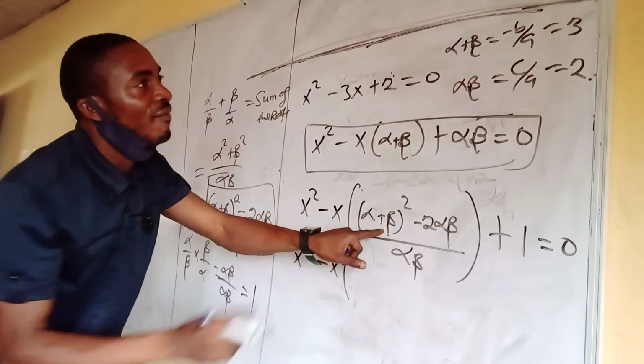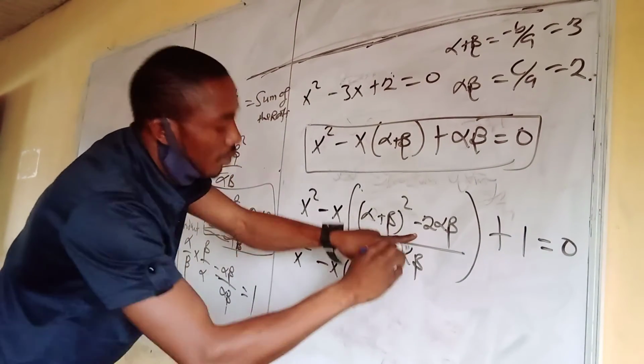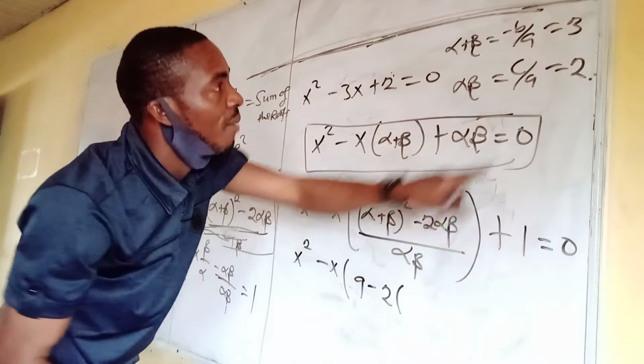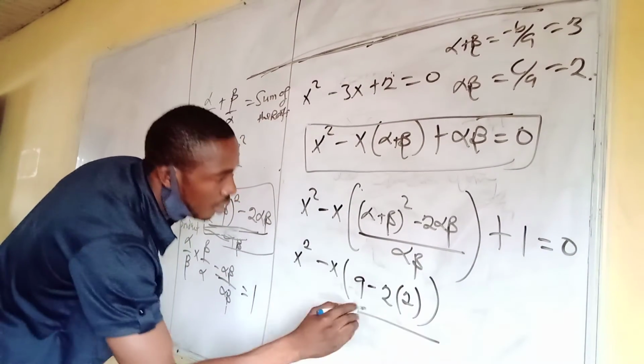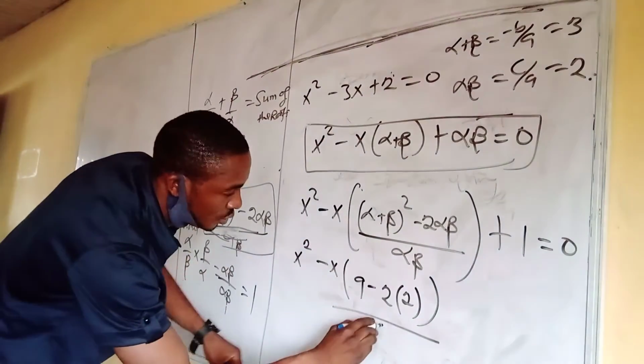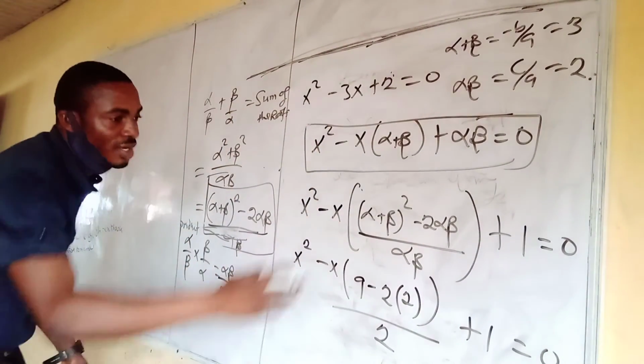x squared minus x into alpha plus beta. Alpha plus beta is what? 3. 3 squared will give me 9. Minus 2 multiplied by alpha beta. Alpha beta will give me 2. All over alpha beta. Alpha beta is 2, plus 1 equal to 0.